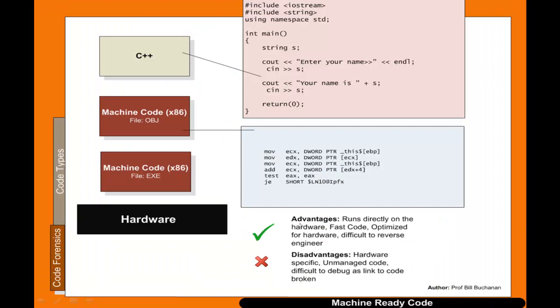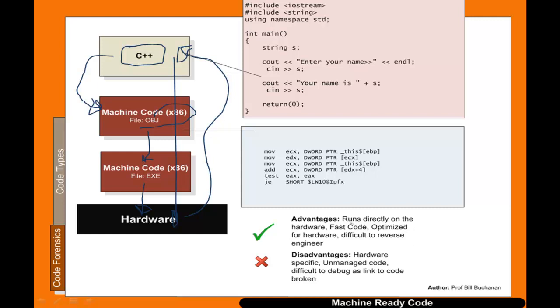So the first basic type, and this is the most traditional form, is that we have our program, which is compiled into our machine code, or our OBJ file, specifically for the architecture that we're looking at. That then produces the exe, which runs directly on the hardware. The advantage of this is that it's fairly fast because it's optimized for the hardware, and it can be difficult to reverse engineer the executable back into the code again.